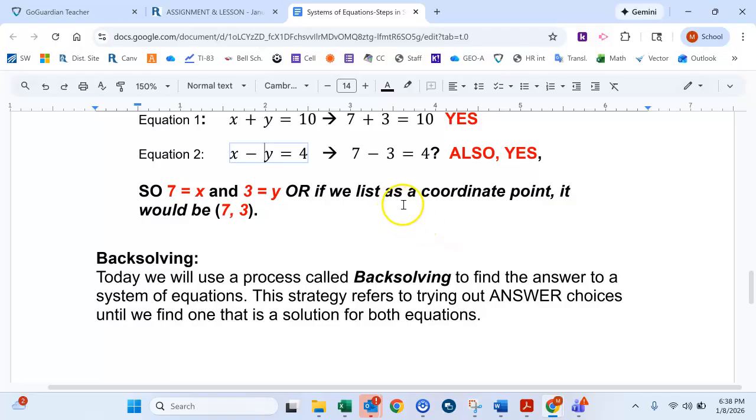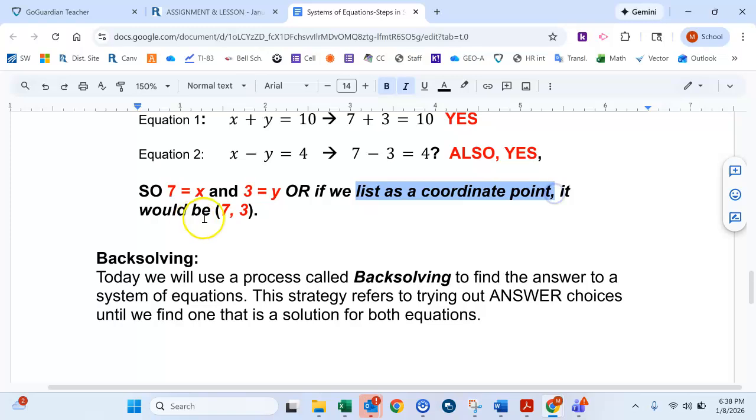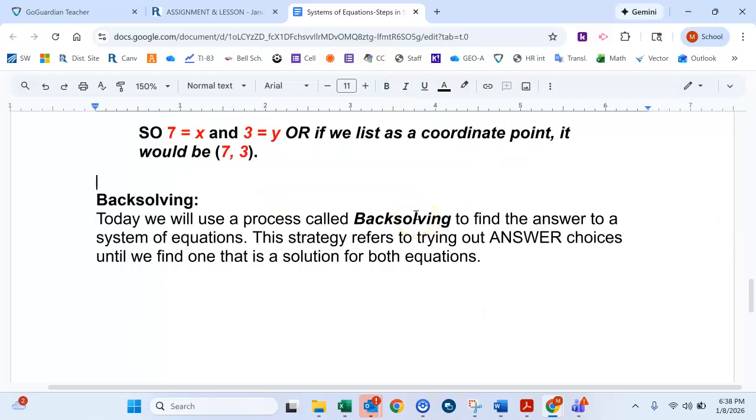Okay. And the way you'll see it as an answer is you can list it as a coordinate point. If you remember, 7 is the x, in the position the first number is the x, the second number is the y. Okay?